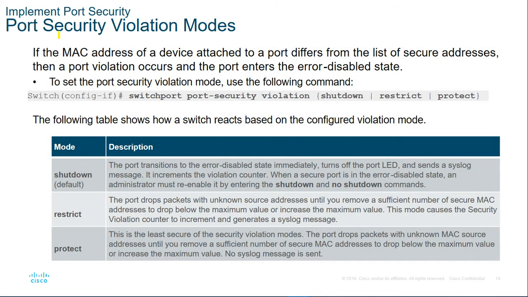Next, port security violation mode. There are three different violation modes: shutdown, restrict, and protect. These are the three different violation modes. If the MAC address of a device attached to a port differs from the list of secure MAC addresses, then a port violation will occur and the port enters into the error disabled state.